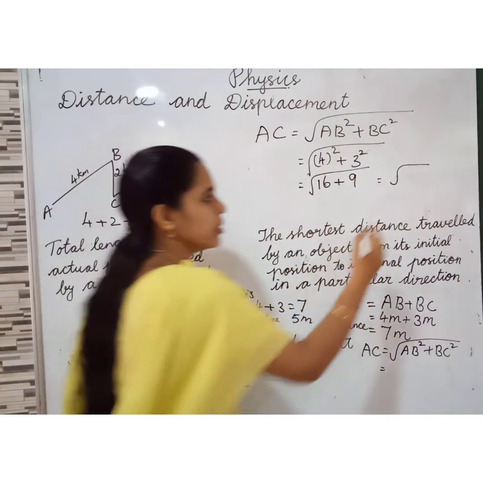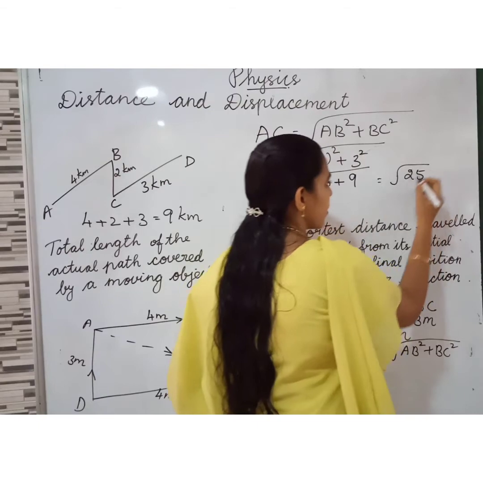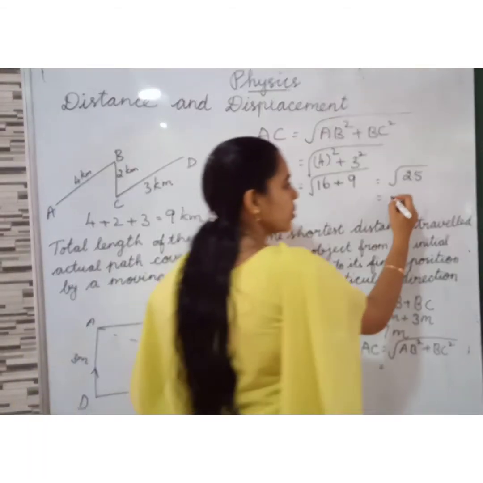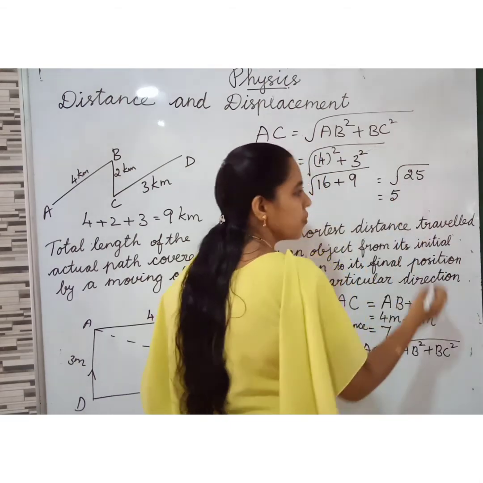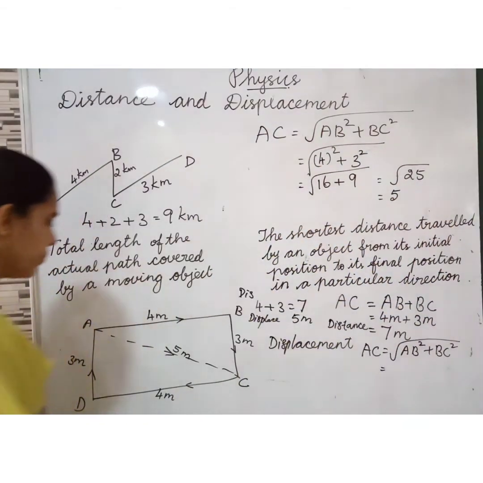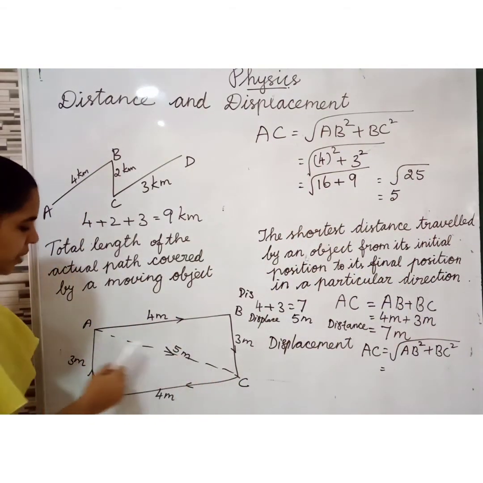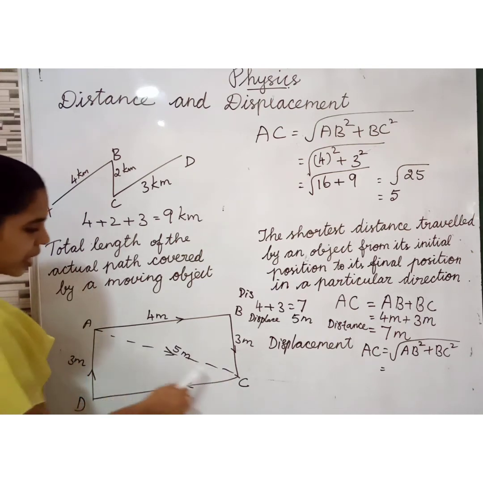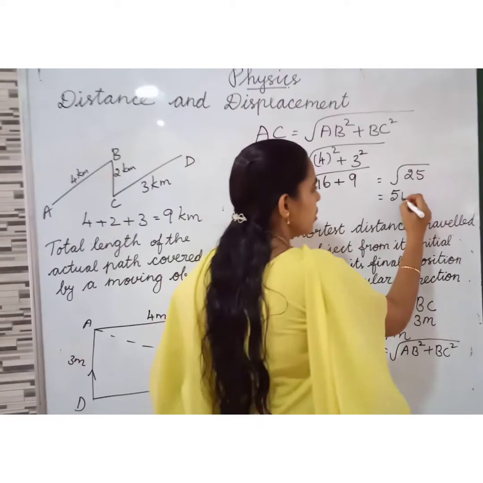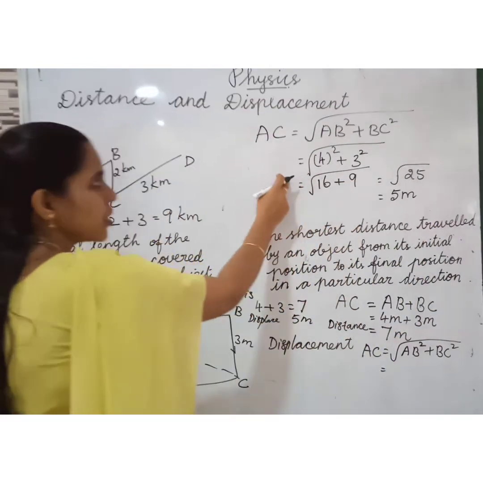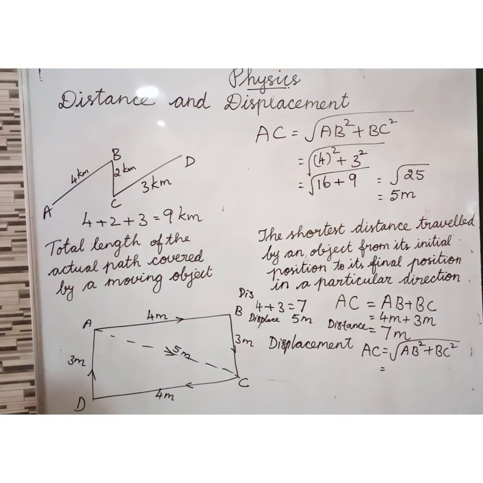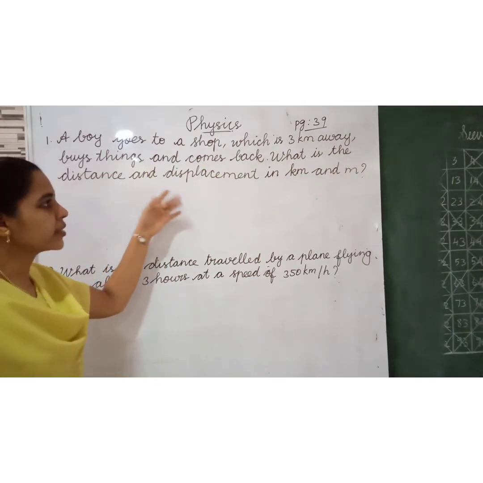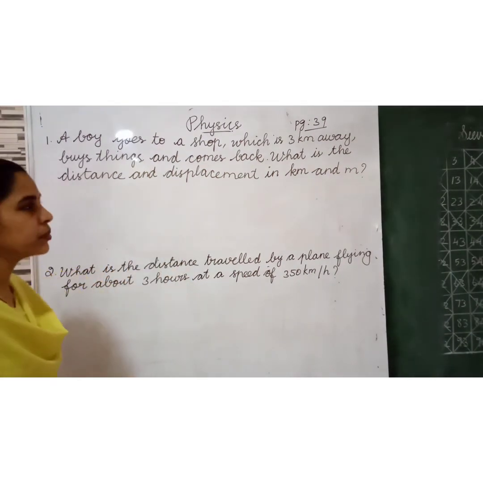16 plus 9 is 25. So the square root of 25 is equal to 5. The answer is 5. So this is the displacement value of A to C. The displacement value of A to C is equal to 5 meters. This is the formula to find the displacement. We can do some numerical questions now. You have to write the questions and answers in your booklet.